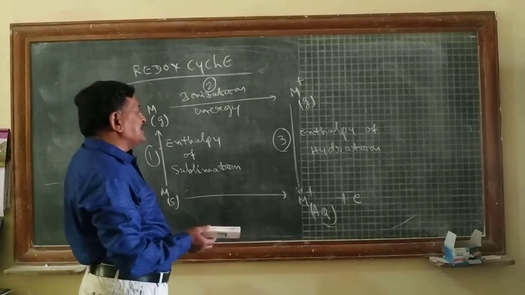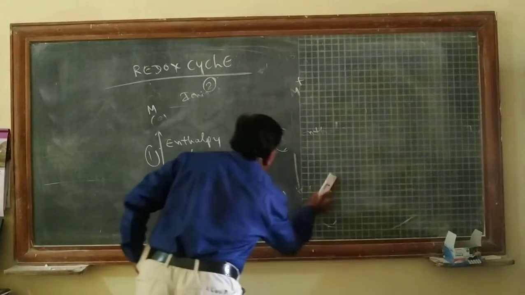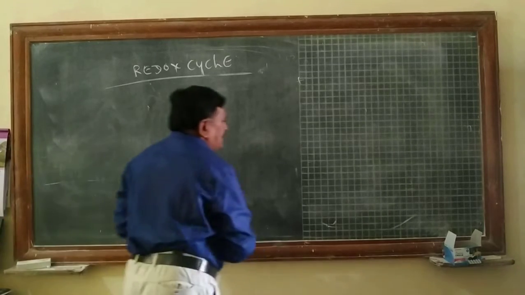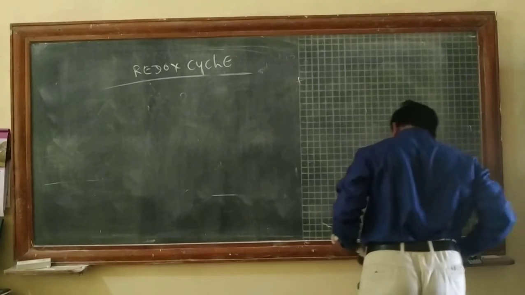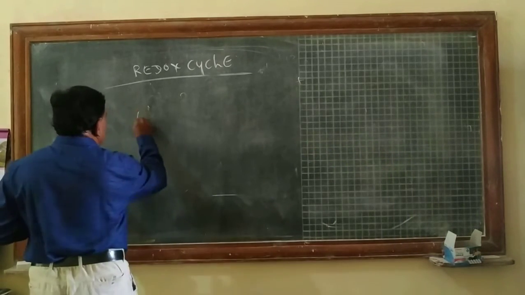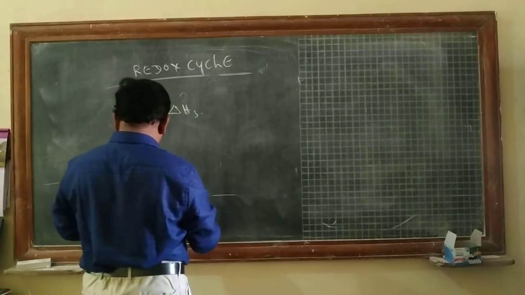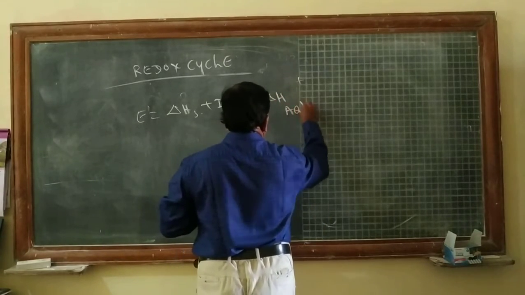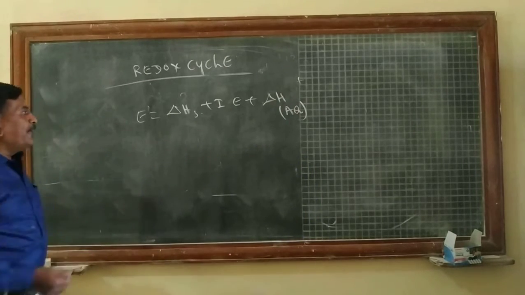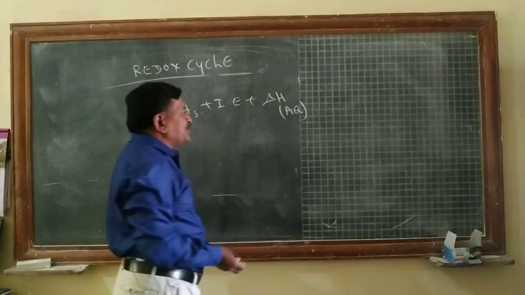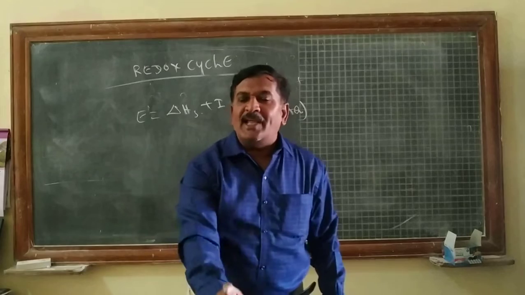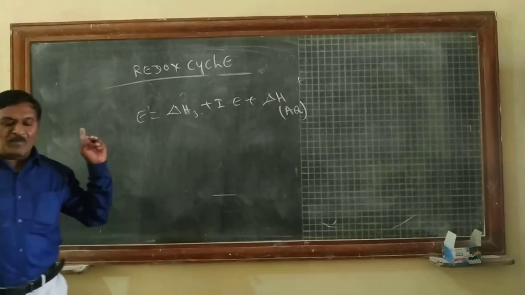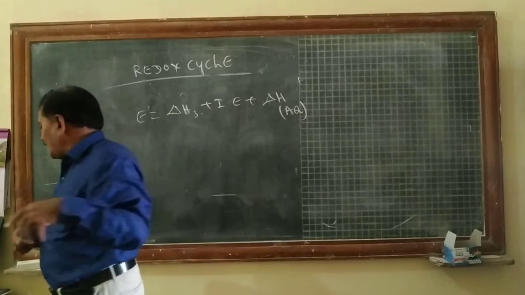These three processes, the energies of the redox cycle, will be like this. The energy E is equal to delta H S plus IE plus delta H aqueous. Here delta H S means the sublimation energy, IE is the ionization energy, and delta H aqueous means the energy of hydration. We have to get it from the redox cycles.